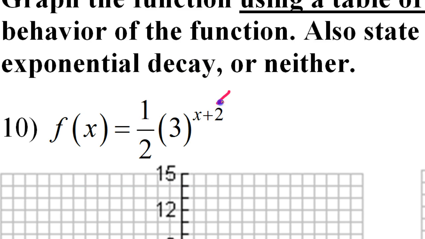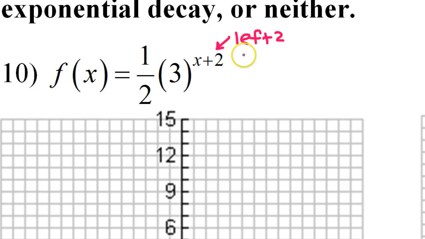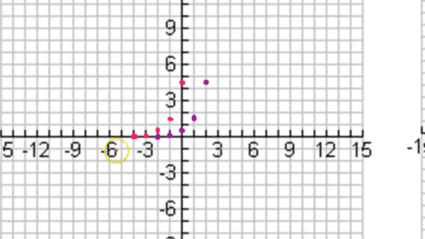This plus 2 has the effect of taking us to the left by 2. So what you want to do is take each of these 5 points and move it to the left 2. So this is going to end up here. This one is going to end up here. Left 2, and left 2. So these pink points are the real points. There is no vertical shift, so the asymptote is going to remain at 0.